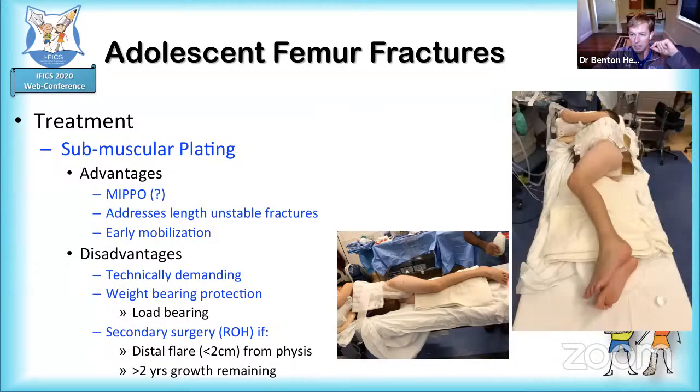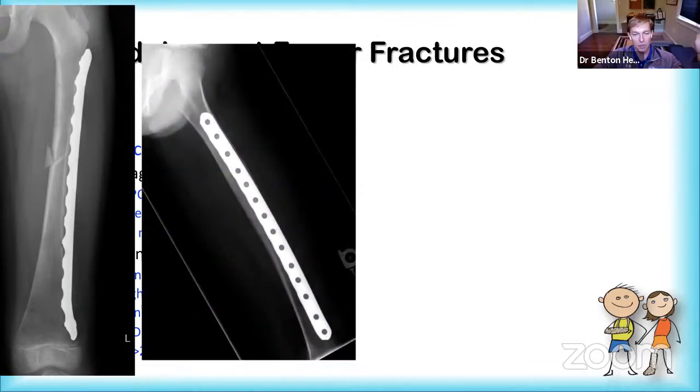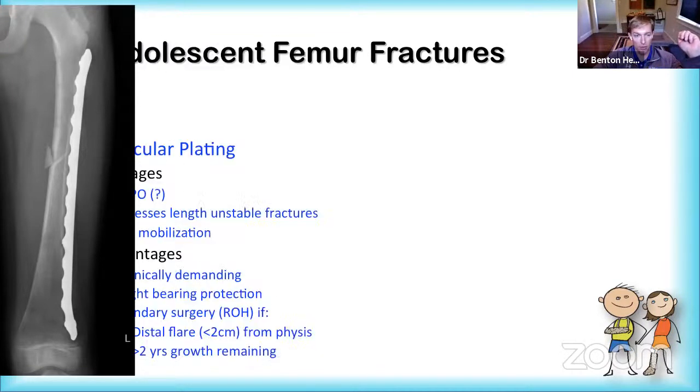And you can see this setup. So here's a fracture that was length unstable. We placed our plate, found the length, applied the flare. So we use our plate bender, which is a large plate bender. This plate had some degree of bow to it, matching the bow of the femur.